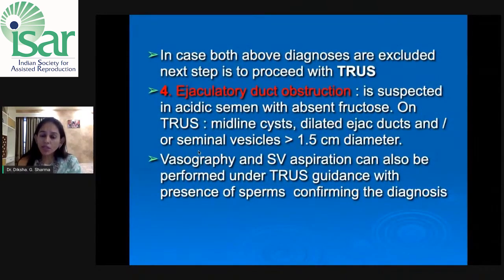And in case all these diagnoses are excluded, then we look for an obstructive etiology, that is ejaculatory duct obstruction, with a TRUS. EDO is suspected. The features of EDO are that there will be an acidic semen, and fructose will be absent in the semen. On TRUS, there will be midline cysts, and dilated ejaculatory ducts and/or seminal vesicles more than 1.5 centimeter in diameter.